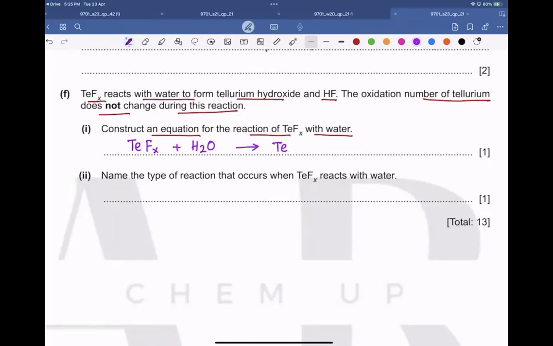Oh, my screen is stuck here. It's slow. Is the complete equation visible to all of you? No, it's not.